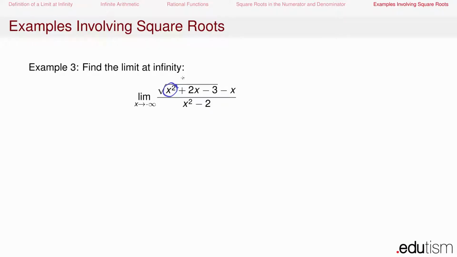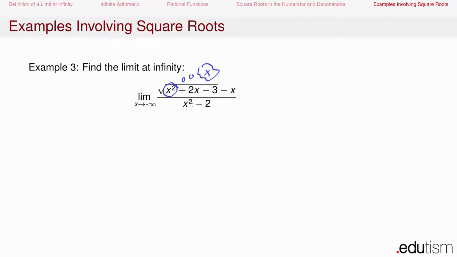This x squared here, we're going to think about it as just being an x, because it's basically an x squared inside a square root. The square root of x squared is basically just x. Now in this case, because x is going to negative infinity, it's actually going to be a negative x, but the power is going to be x to the 1. Here this is an x to the 1.